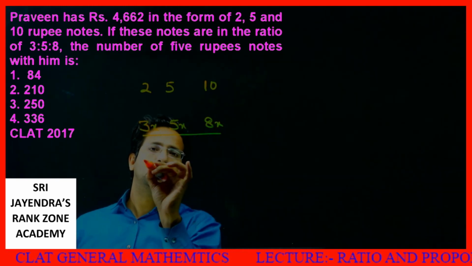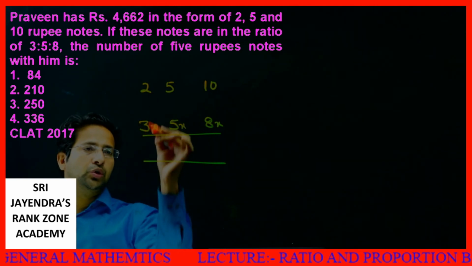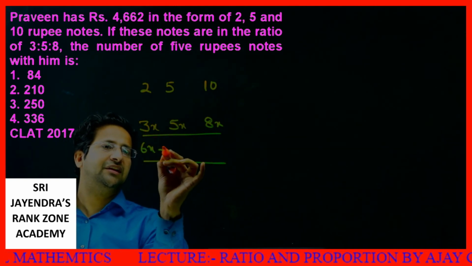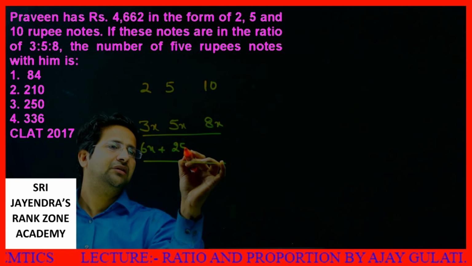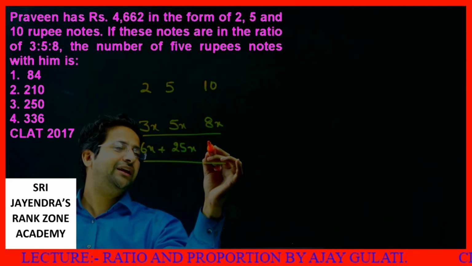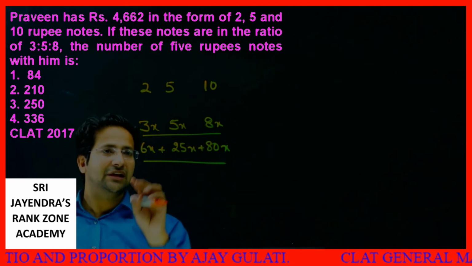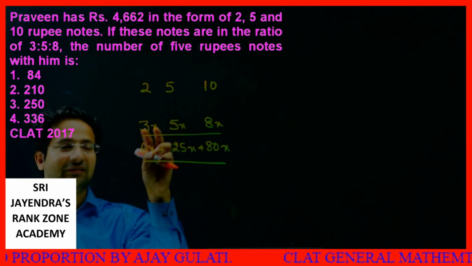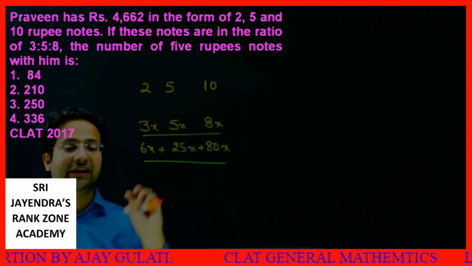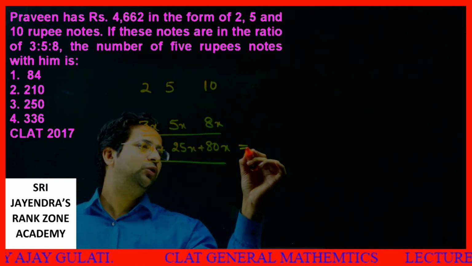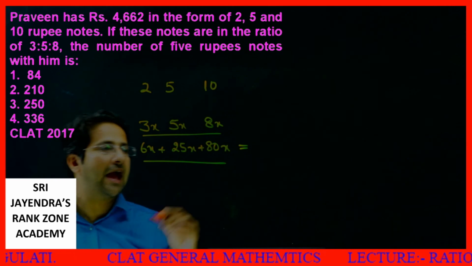So, what will be the total denomination? 2 into 3x, 6x. 5 into 5x, 25x. 10 into 8x, 80x. So, this is the total amount he has. The 2 rupee notes 3x, 5 rupee notes 5x, 10 rupee notes 8x. This total is equal to what? What is the total amount which he has?